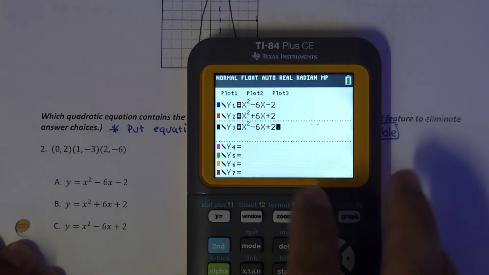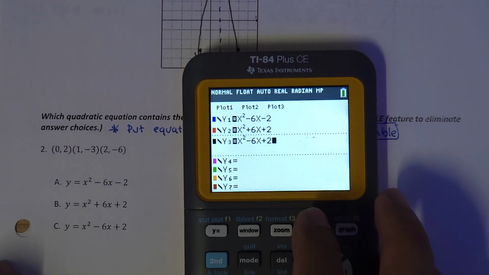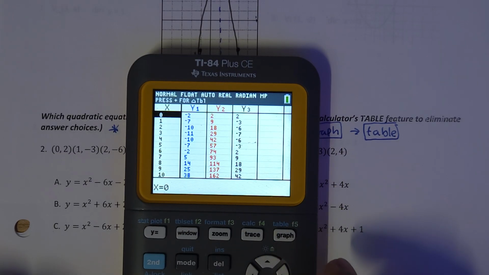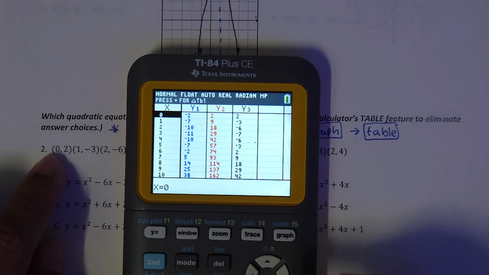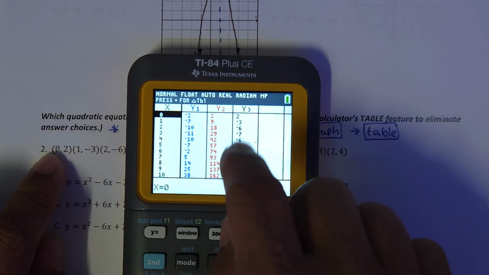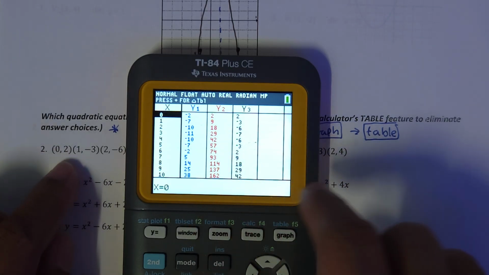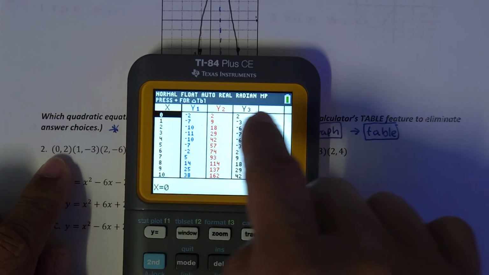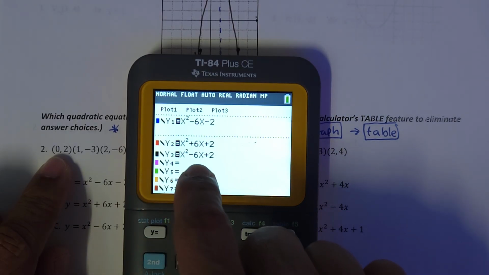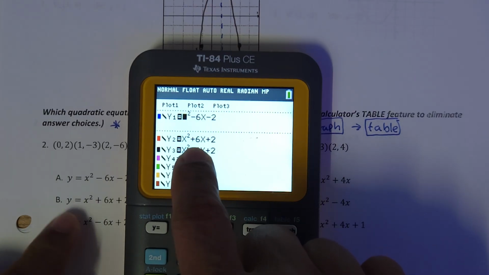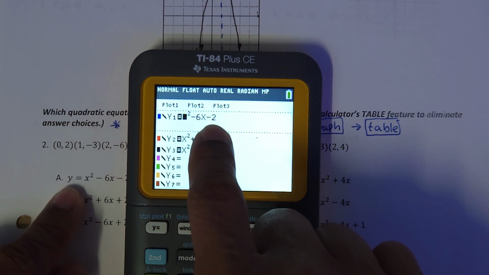So I've entered the equations in y equals. Next I'm going to press the second key, and then press graph. What I'm looking for is which one of these 3, y1, y2, y3, gives me the points that I'm given here. So let's start with (0, 2). Let me just show you: in black, we have this equation, that's the C option. In red, we have the B option, and in blue, we have the A option.